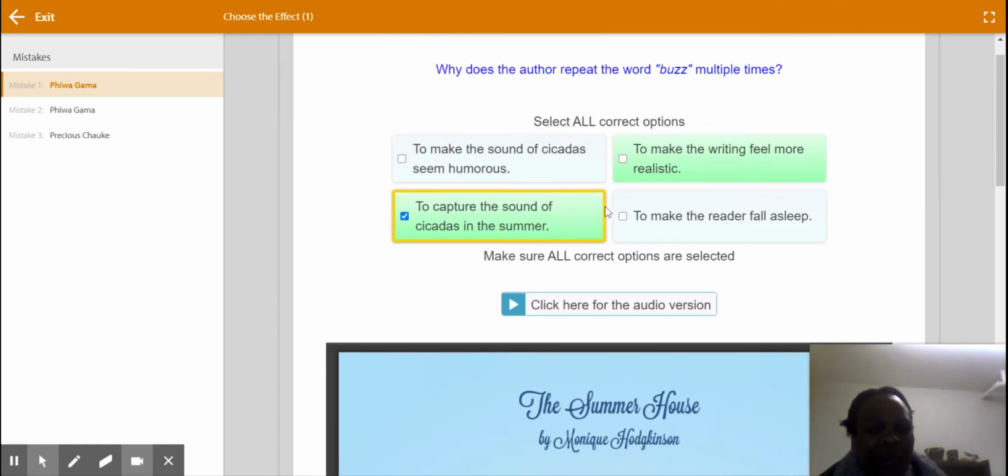To make the sound seem more humorous, is that a way of showing us? No, because if I want to show you, I want you to see in your mind. Doesn't really make sense. To make the writing feel more realistic, that could work. To make the reader fall asleep, you're not showing him anything. To capture the sound of the cicadas in the summer. So they want to show us what it sounds like. Show instead of tell, right?